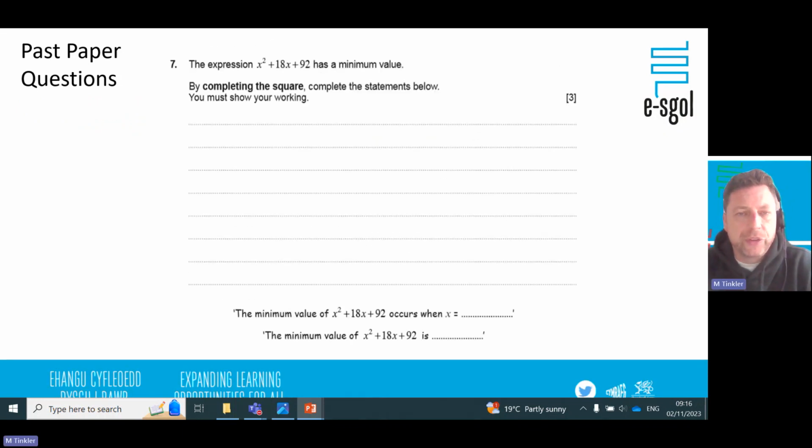Next question. Now it's lined up the same. So it's in the same format as the previous one, where it says at the bottom, the minimum value is when x equals and the minimum value is. So we'll see if you can work your way through that question.